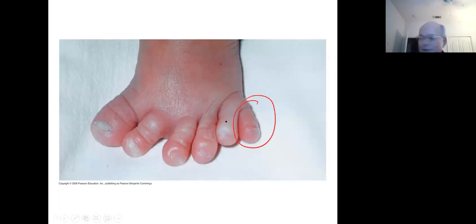So there's the extra digit. Notice it's on the little toe side or the pinky side. And the reason why is, again, because the anterior to posterior axis in the foot is the same as the anterior posterior axis in the hand. And remember, that runs from the thumb, anterior, to the pinky, posterior. So this is posterior, and this is anterior. And sonic hedgehog is expressed here.